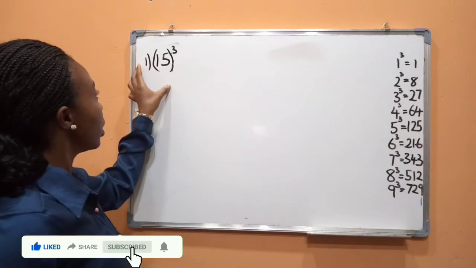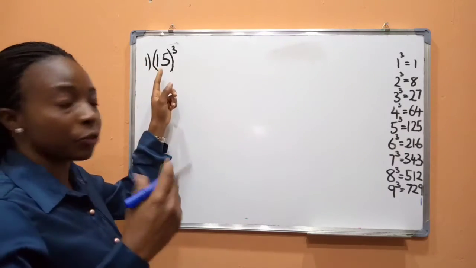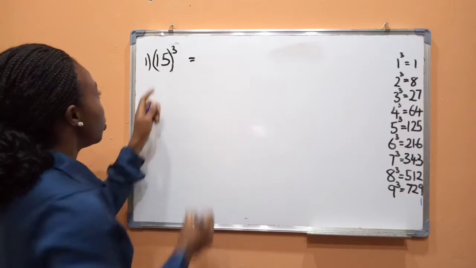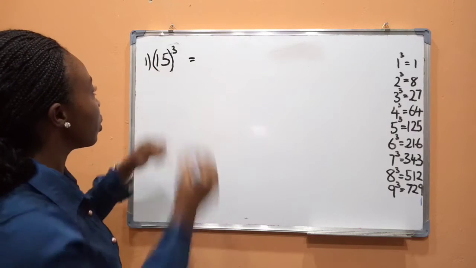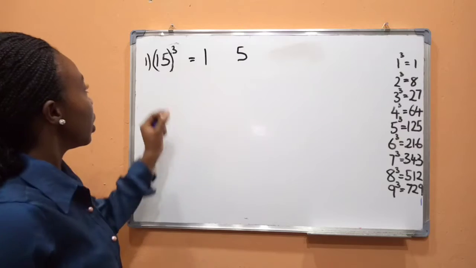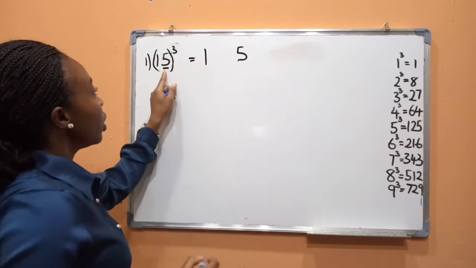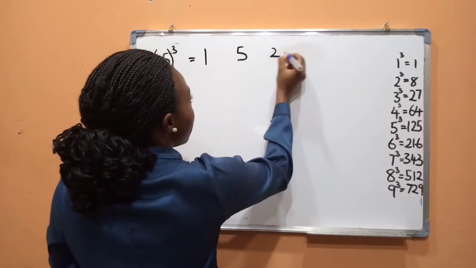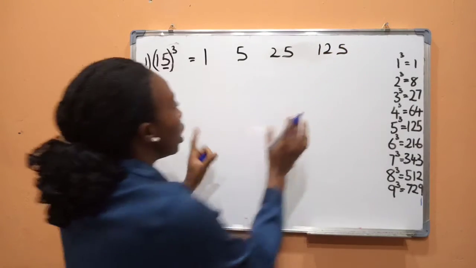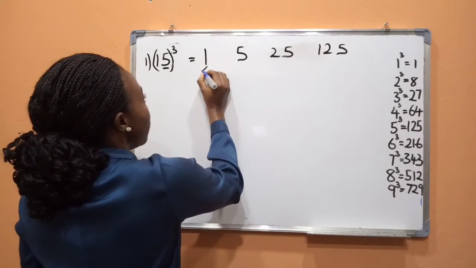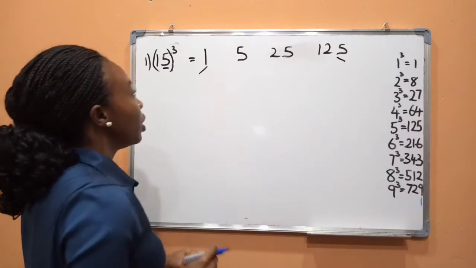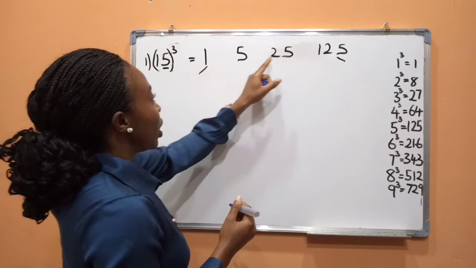Okay, so let's take a look at this first example. Here we have 15 cube. How do we go about finding it? The first thing you do is write the first number and the second number. So we simply write 1, 5. Then after that, look at the second number. What is the square of 5? You have 25. What is the cube of 5? You have 125. Now that you're done, ignore the first and last number. Let's concentrate on the second and third number. Then use 2 to multiply the second and third number.